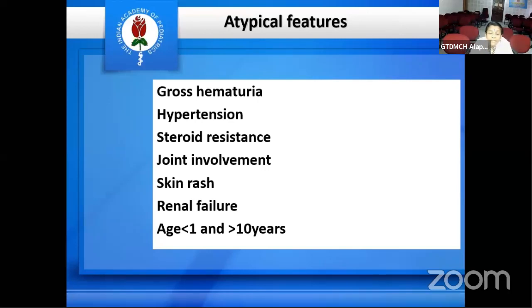These are the atypical features seen in some cases of nephrotic syndrome: gross hematuria, hypertension, steroid resistance, joint involvement, skin rashes, renal failure, age less than 1 year and more than 10 years. If these features are present, you can think it is not minimal change nephrotic syndrome. It is other than minimal change nephrotic syndrome, or it can be a secondary nephrotic syndrome like SLE. You can see the skin rashes, joint involvement, hypertension, etc.